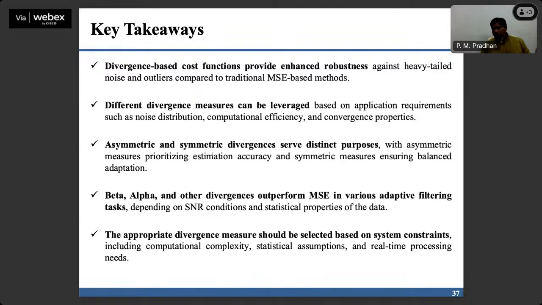Okay, so as I said, there are some divergence measures which are very computationally complex. They will give very good results, but then the computational complexity is very, very high. So if there is no restriction on computational resources, then you can of course go ahead with those highly complex divergence measures.